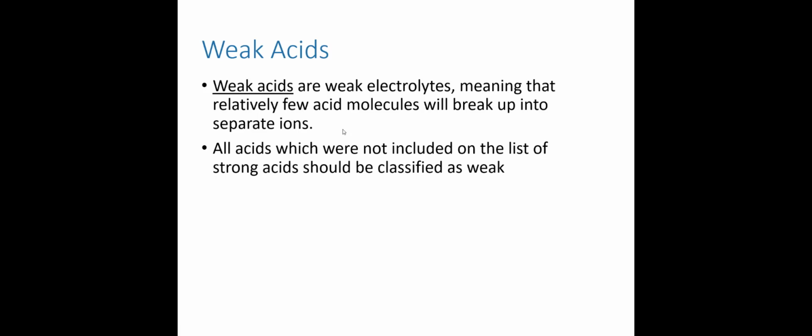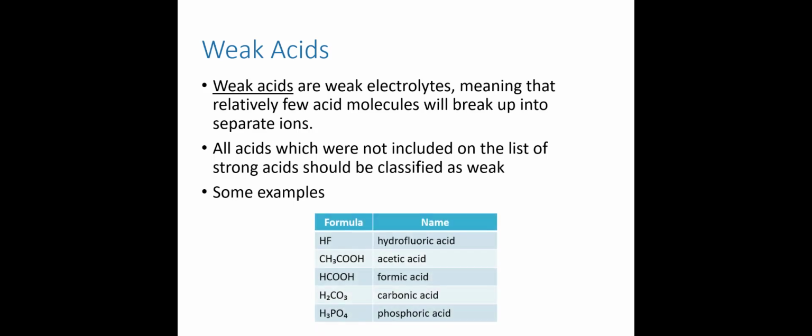So rather than giving a complete list of weak acids, which would be very, very difficult to do, we just want to say that any acid which wasn't on the list of the 6 strong acids should be considered weak. So let's look at some examples, but again, this is definitely not a complete list of all weak acids. Hydrofluoric acid, HF, is a weak acid. That simply means that in water, mostly what you have are HF molecules. Very few of them have broken up into protons and fluoride ions.